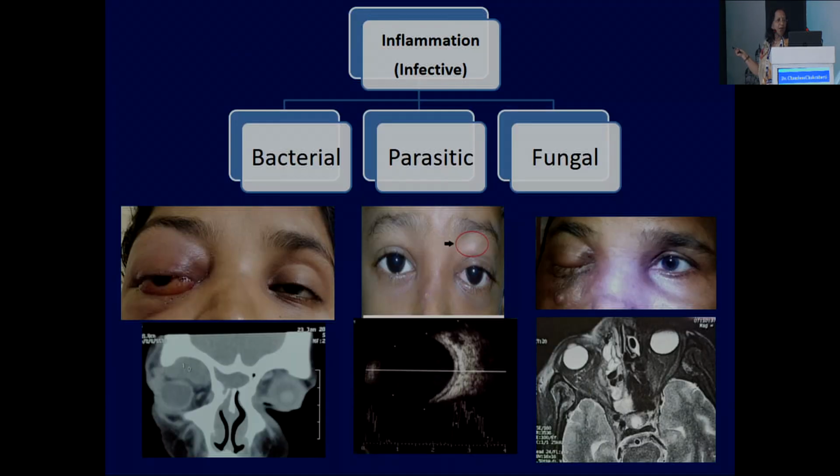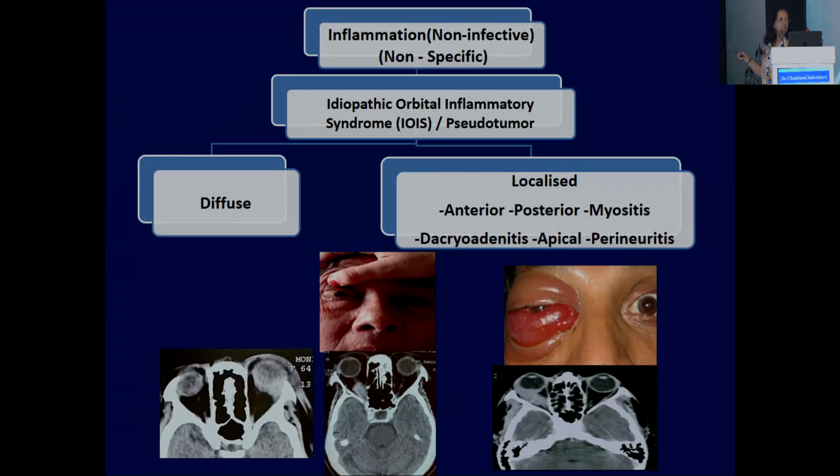So we'll talk a bit about inflammation. Inflammation could be an infective condition or it could be a true inflammation. In the case of an infective condition, as I told, you can get orbital cellulitis, that is the bacterial infection, a parasitic infection, that is a case of myocysticercosis, or it could be a fungal infection like a case of aspergillosis or mucormycosis. This classification comes from Rootman.